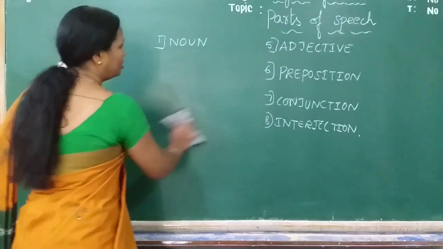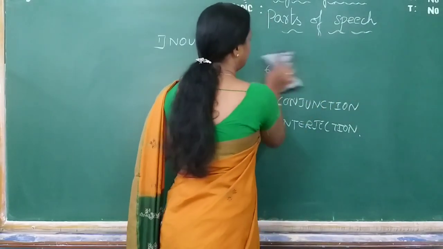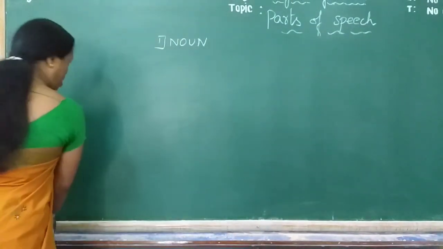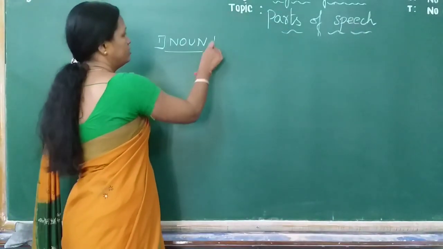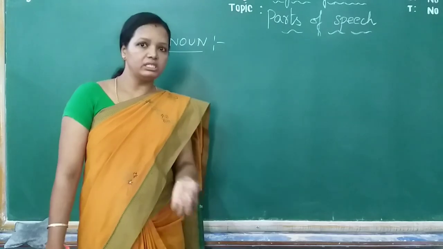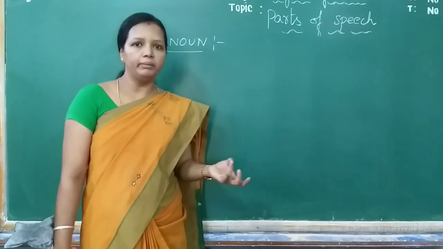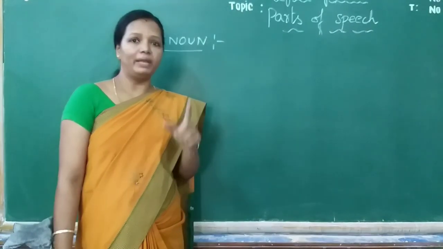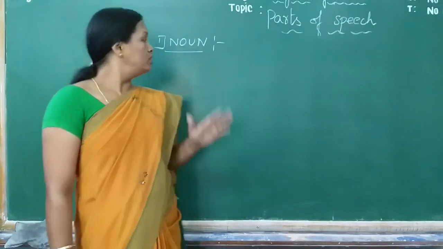So all of you are familiar with the word noun, right? So what is this noun? Noun is a name of a person, place, animal, thing, right? So noun is the name of a person, place, animal, thing.